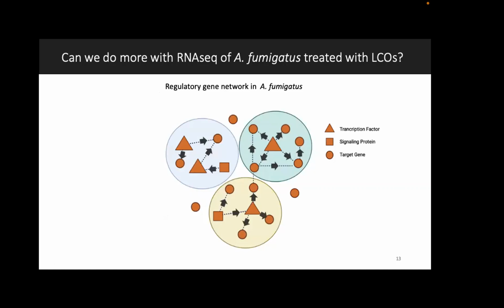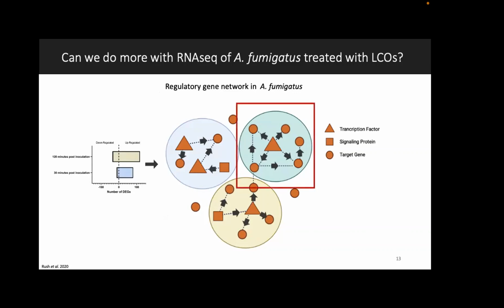So if I had, let's say, a regulatory gene network in Aspergillus fumigatus, where we're looking at gene-gene interactions, except that we're adding directionality, so we're saying that this is a target and this is a regulator, maybe I can look at that list of differentially expressed genes, map it into the regulatory gene network for Aspergillus fumigatus, and maybe it'll map into a specific part of the network. And if it does, I can look at the main regulator of that part of the network and hypothesize that this regulator is important for response to LCOs.